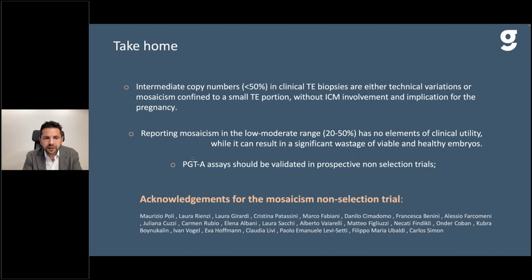And I think it's also important to underline that PGT-A assays should be validated in prospective non-selection trials. We should really work toward this direction when we are willing to implement new criteria and new algorithms for classifying aneuploidies or whatever other genetic alteration. We should really work to get first positive predictive values and negative predictive values before implementing them in routine clinical practice.